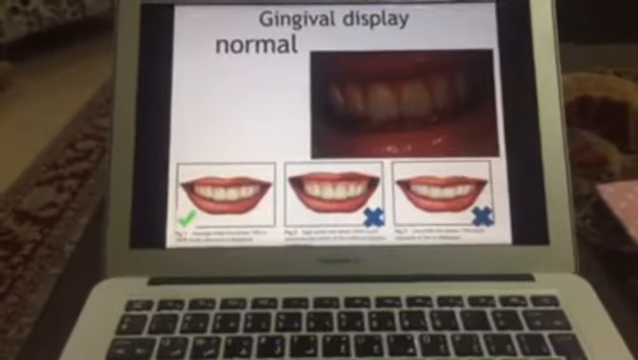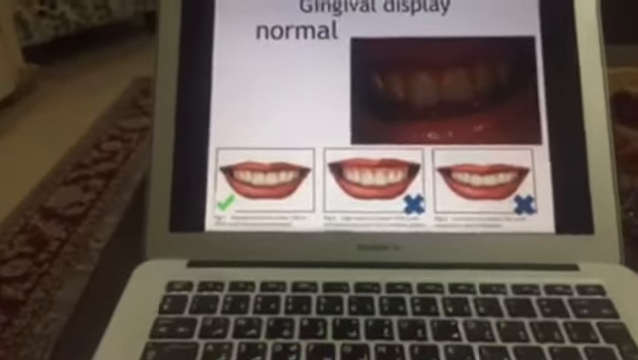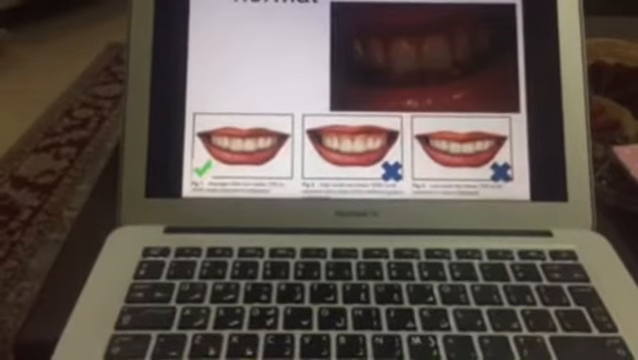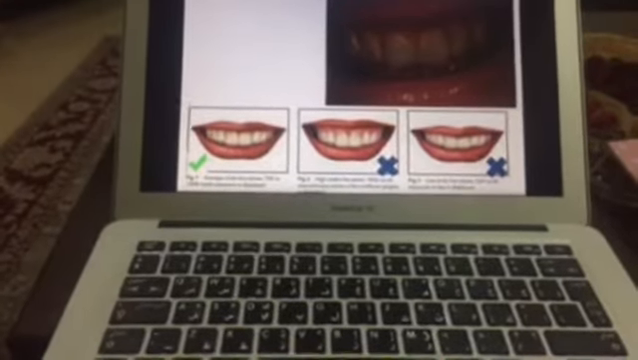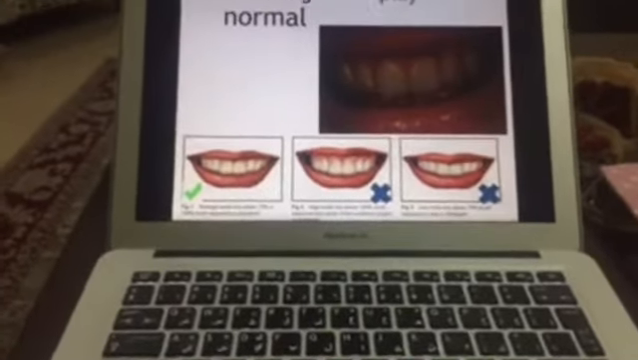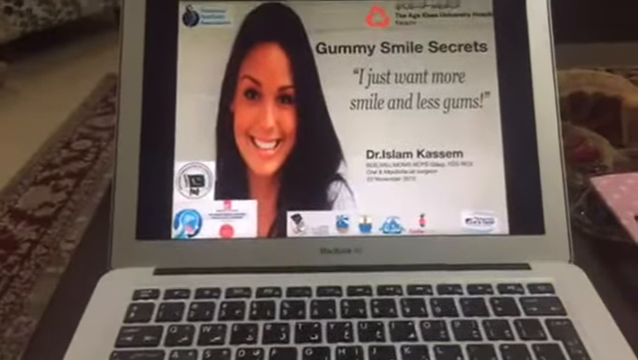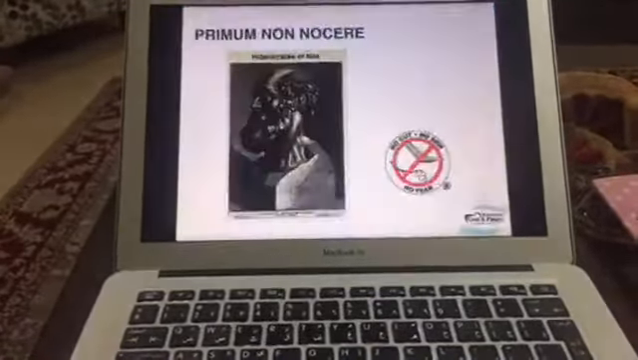Gingival display, this is normal gingival display. The average smile line is 75 to 100 percent of the tooth displayed. Otherwise it's called a high smile line. Before you work on a gummy smile, you have to diagnose it. I presented this before in Pakistan and in Kuwait.